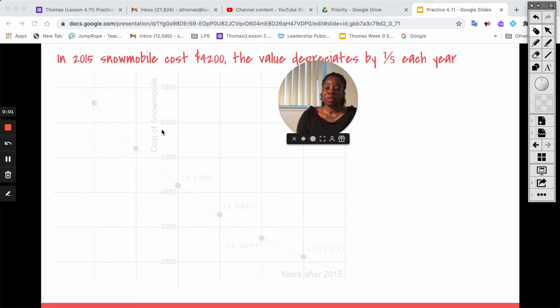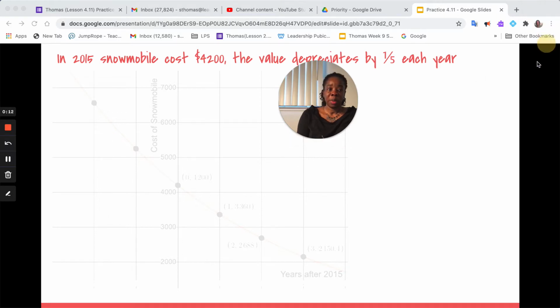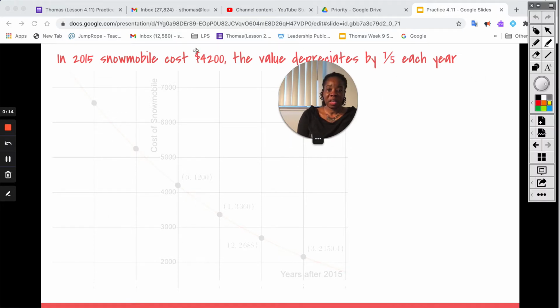All right, so according to this question, in 2015, a snowmobile cost $4,200. The value depreciates by 1/5 per year. So what do we know? We know, based on the information that is given, that the initial cost is 4,200. So that's where it starts, and it's depreciating by 1/5 per year, and that means it's losing 1/5 of its value. So how do we use that information that we have gathered so far?